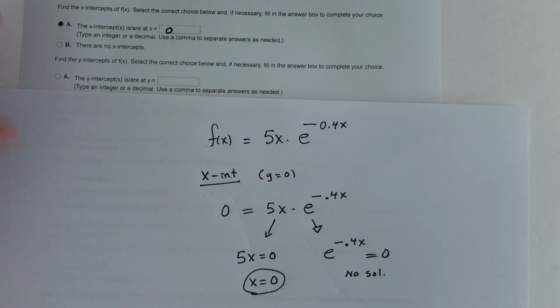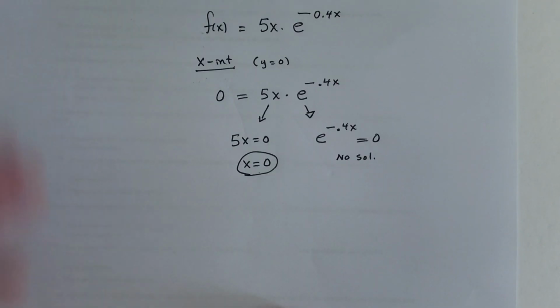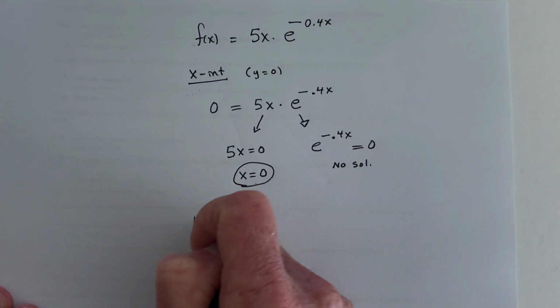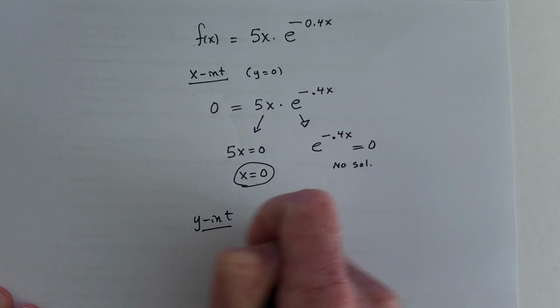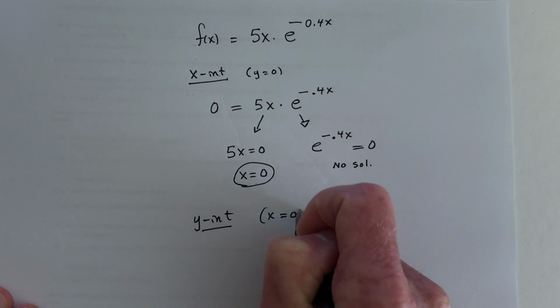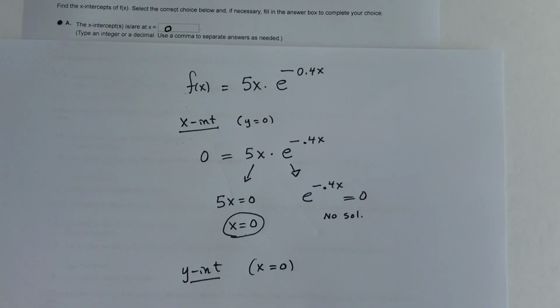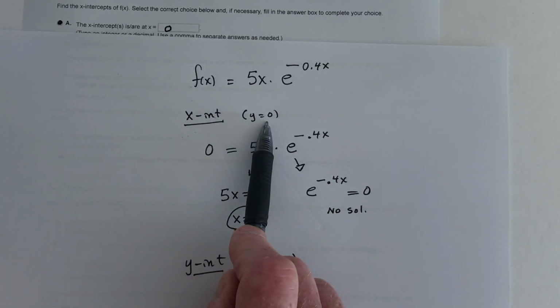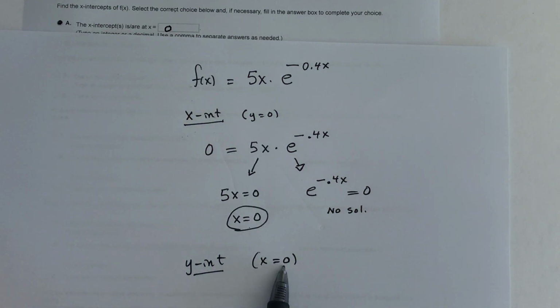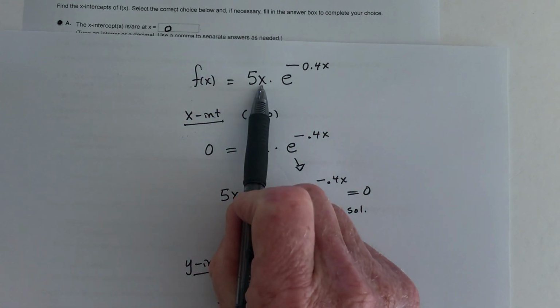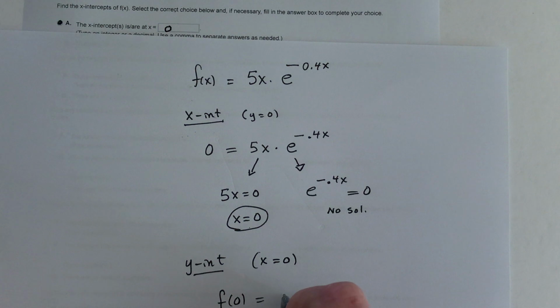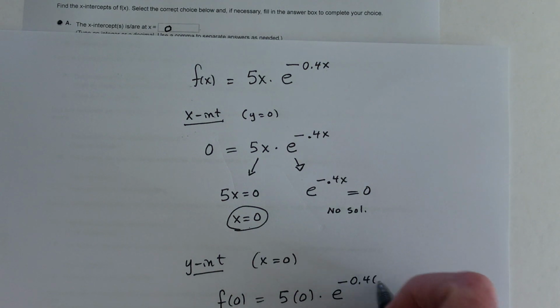So for the y-intercept, that means you put x equals 0. So x-intercept means y equals 0. Y-intercept means x equals 0. So if I plug in 0 for the function, so just plug in a 0 and plug in a 0. So 5 times 0, and then e to the negative 0.4 times 0.